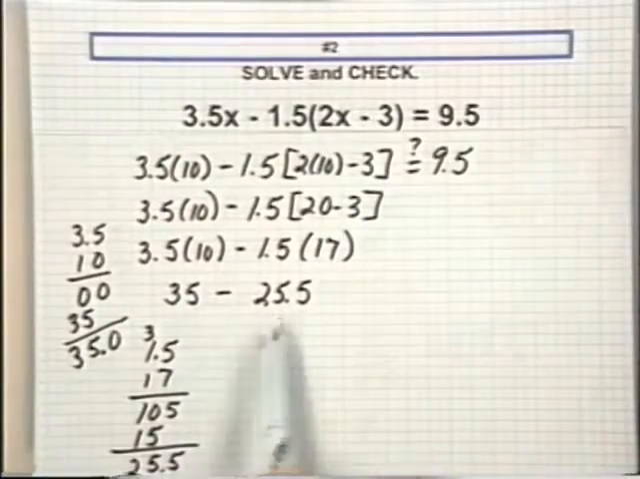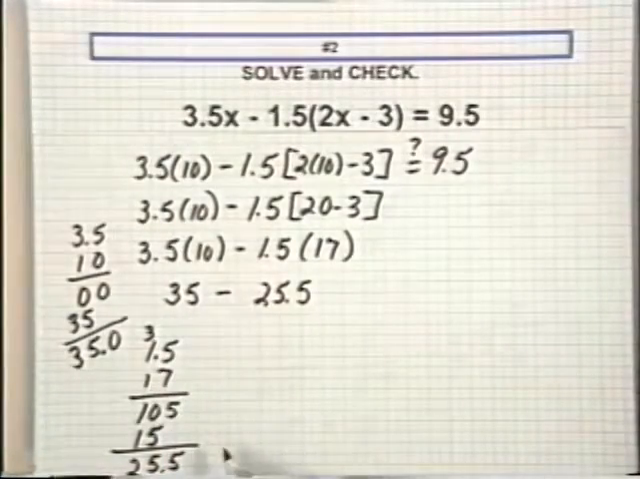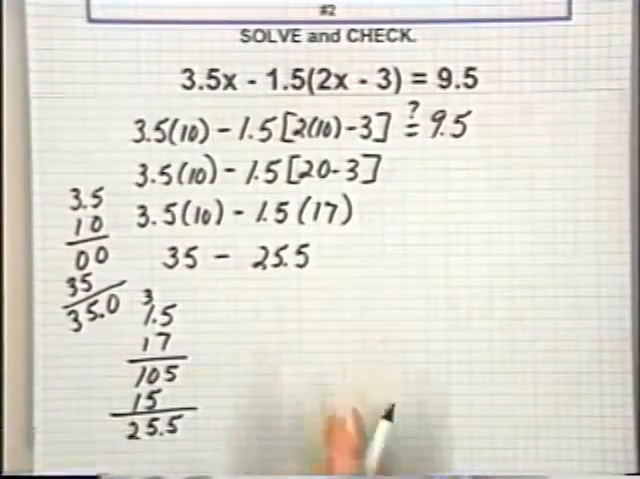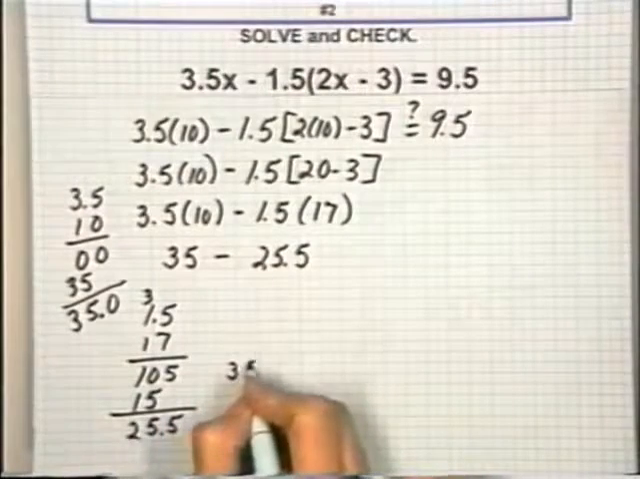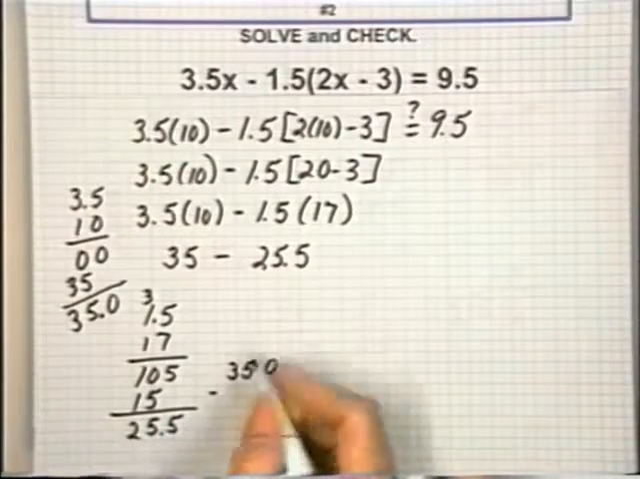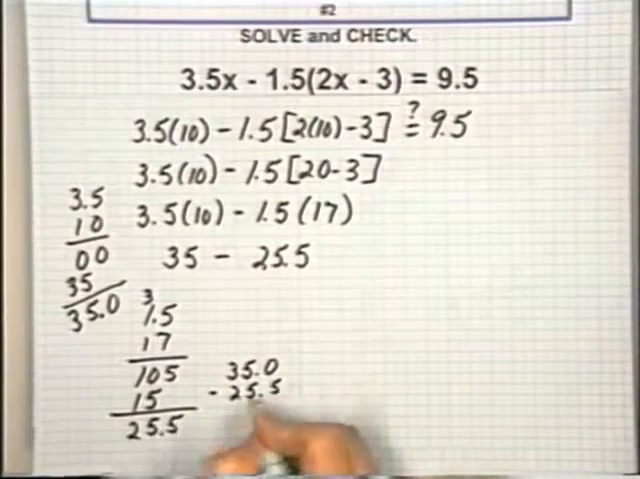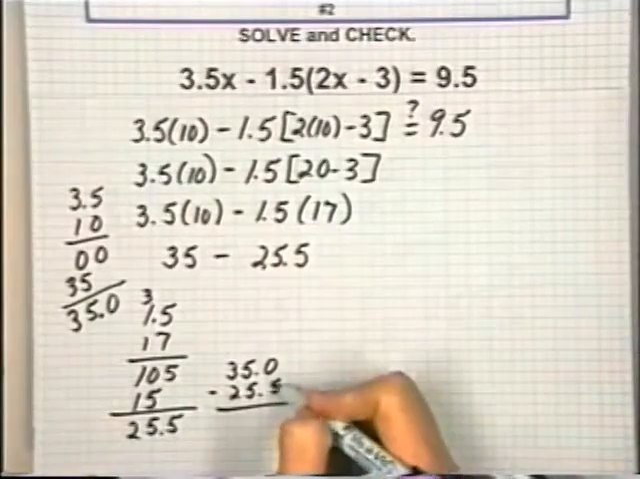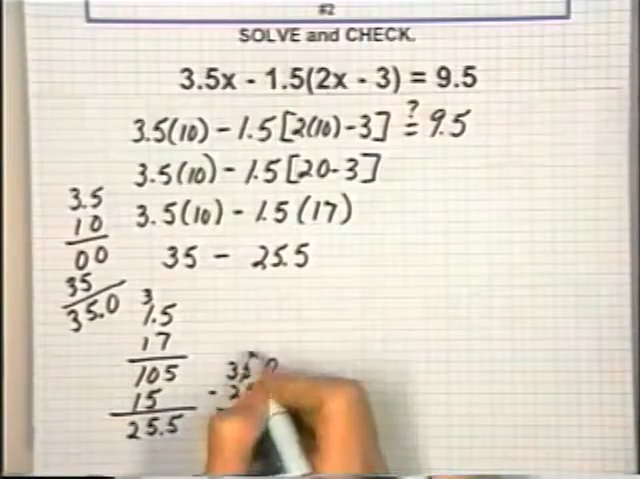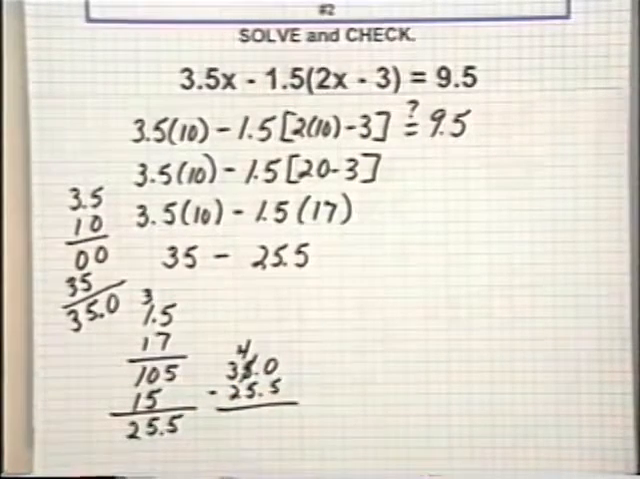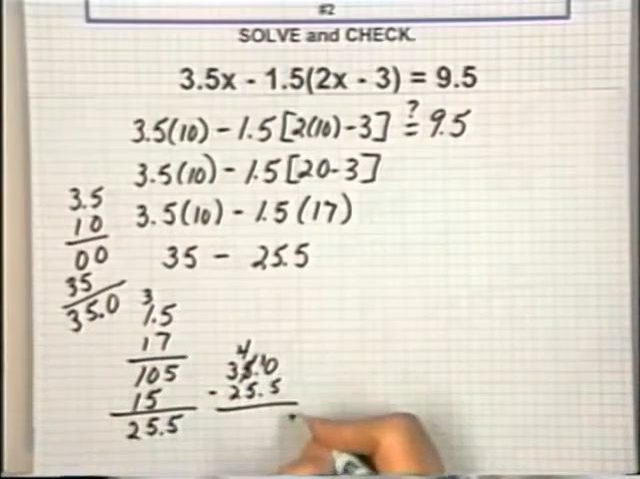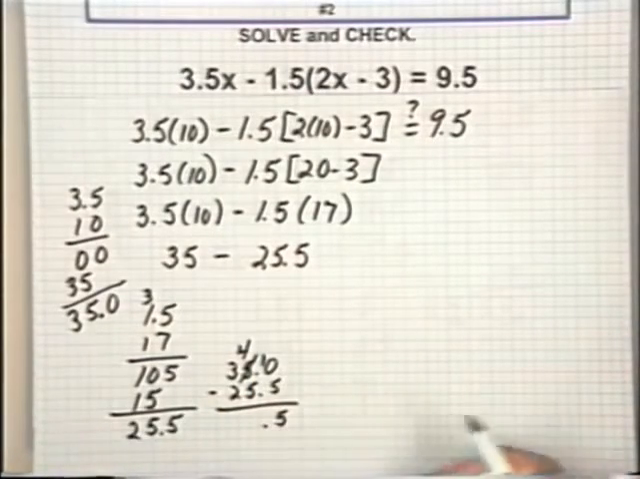On the left side, I have 35 subtract 25 5/10. To subtract, I cannot take the 5 from the 0. I will borrow. When I borrow 1 from 5, it leaves me with 4, and I will add 10. 10 subtract 5 is 5. I will bring down the 1.